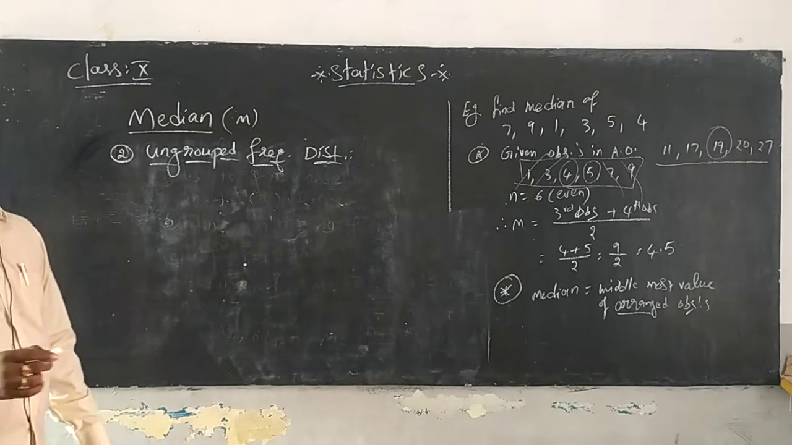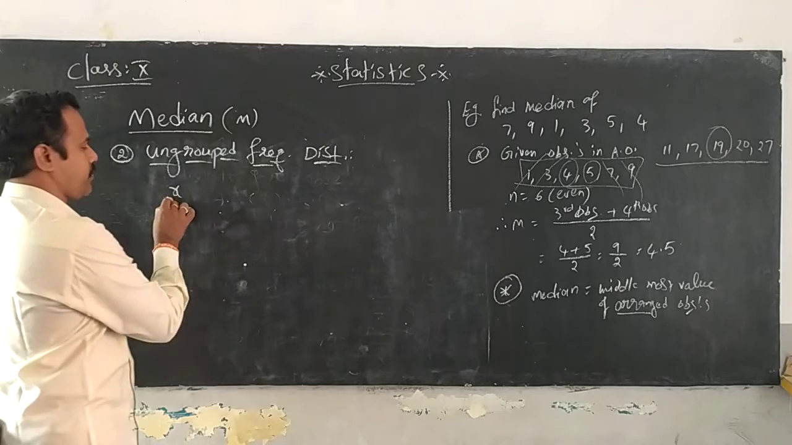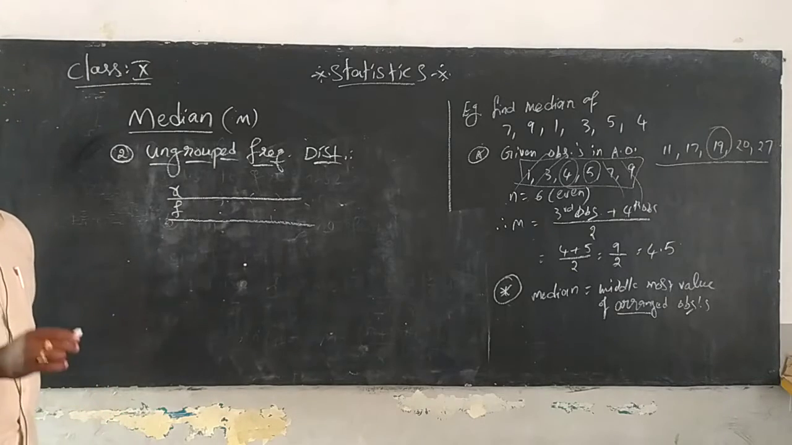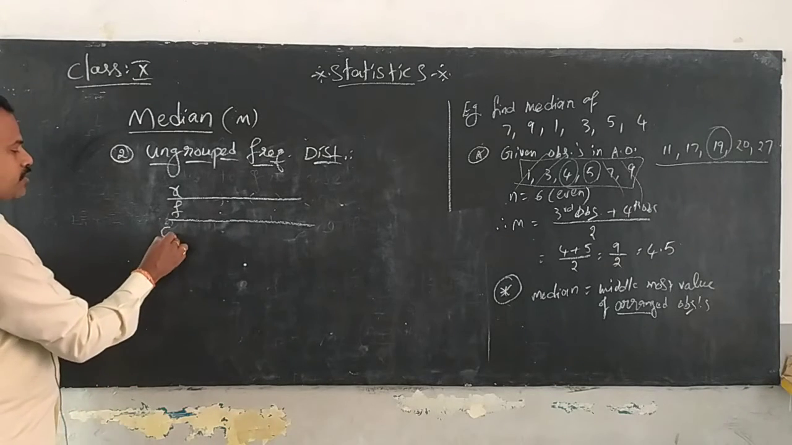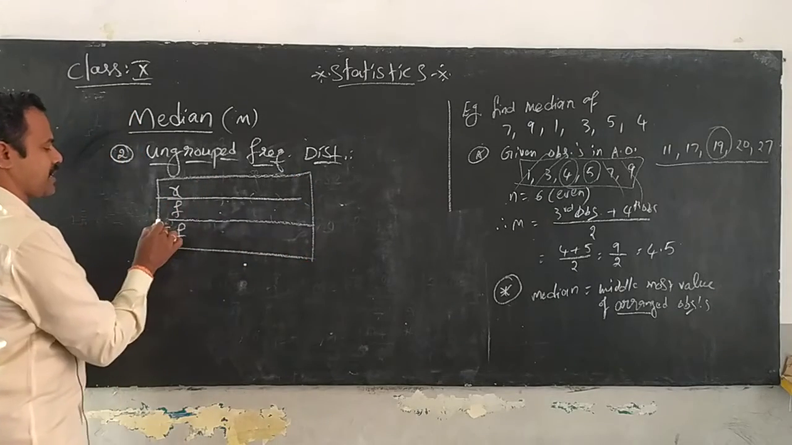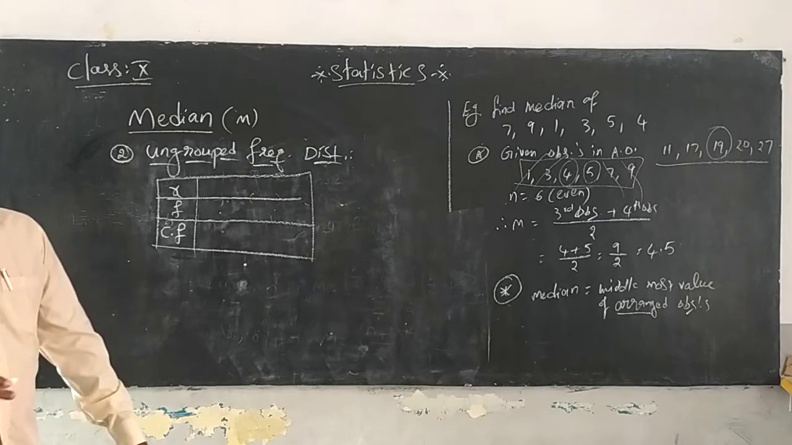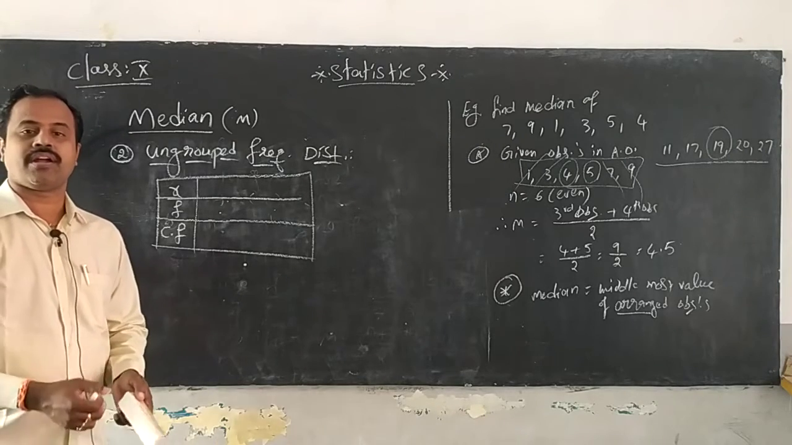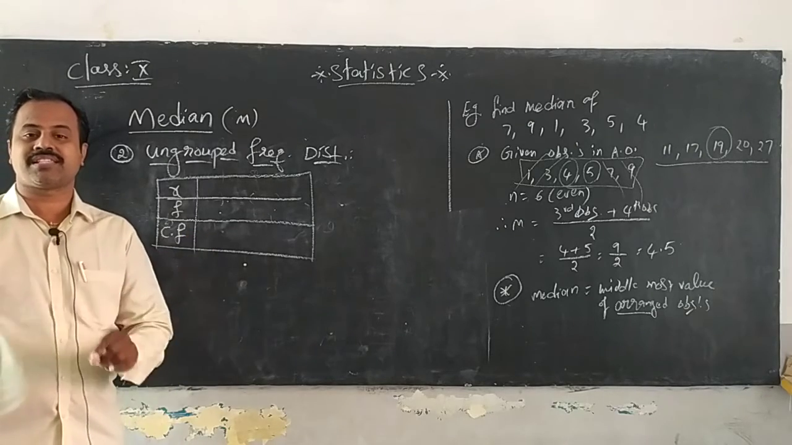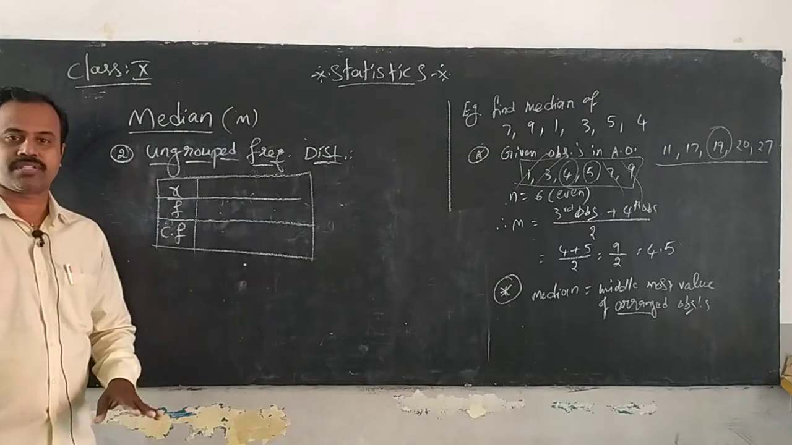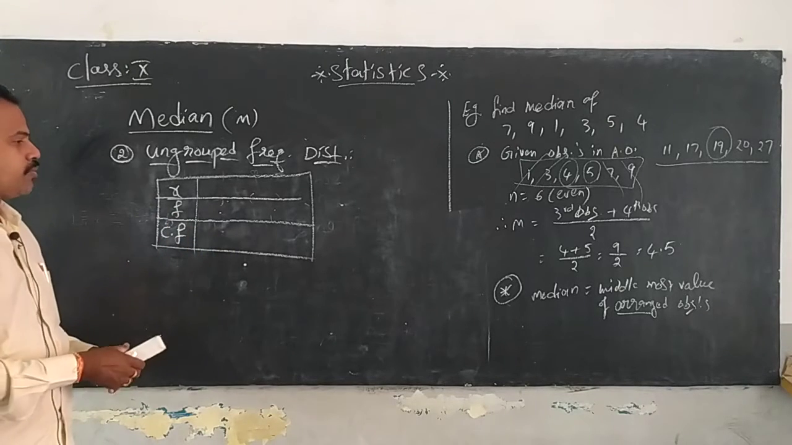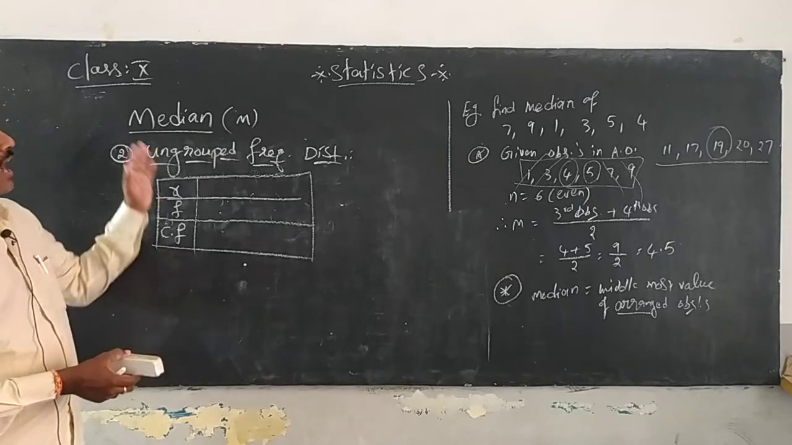In the ungrouped frequency distribution, the observations and the frequencies are given, and it is necessary for you to find the cumulative frequency. Once in CBSE examinations they asked: what is the necessity of finding the cumulative frequency while calculating the median? The necessity is that you want to take the values in total.